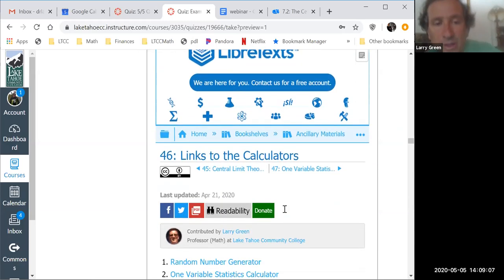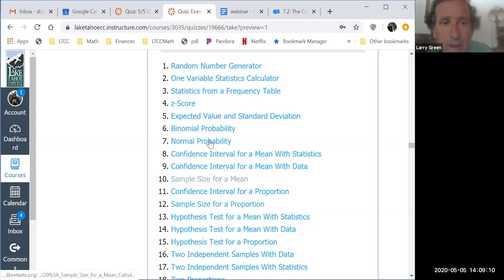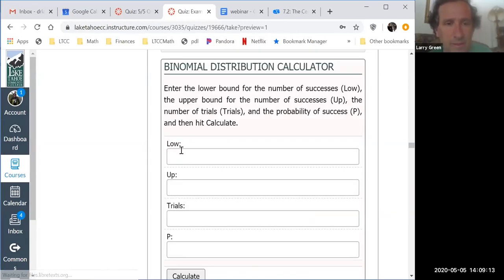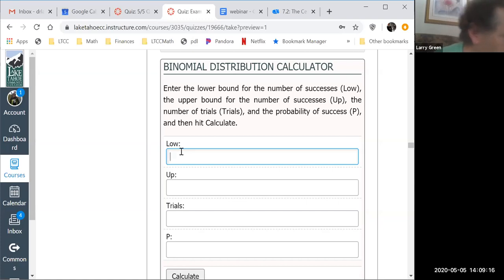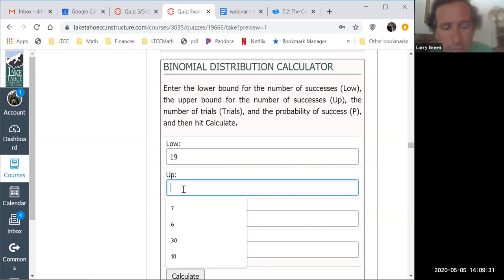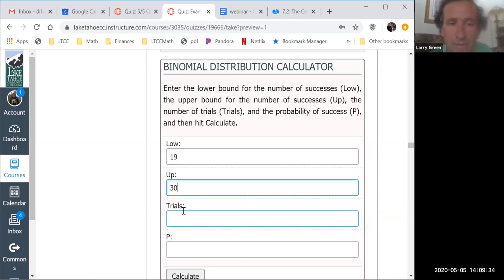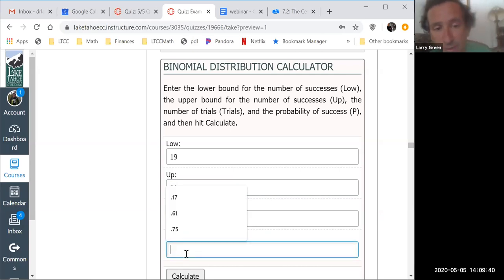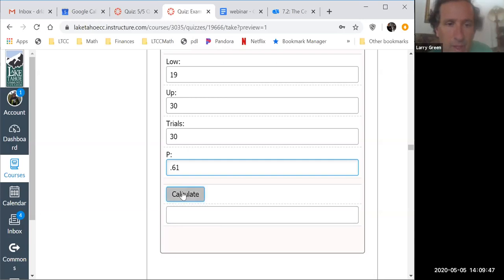Yeah, this is a binomial. So I'm going to go to my calculator, and I'm going to go to binomial probability. And I need the low, the high, et cetera. So remember what we have here. We wanted at least 19. So that goes from 19, and there were 30 surveyed, out of 30. So it goes from 19 to 30, and our p is 0.61. I hit calculate, and I get 0.4758.